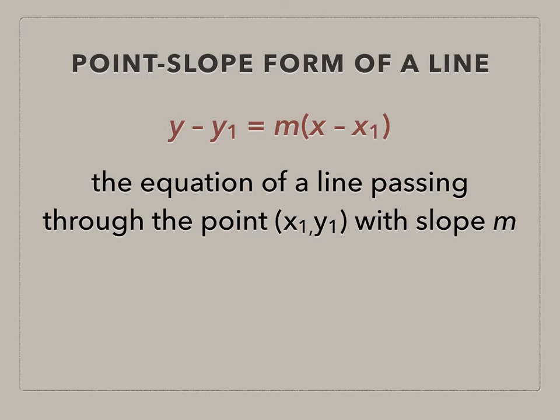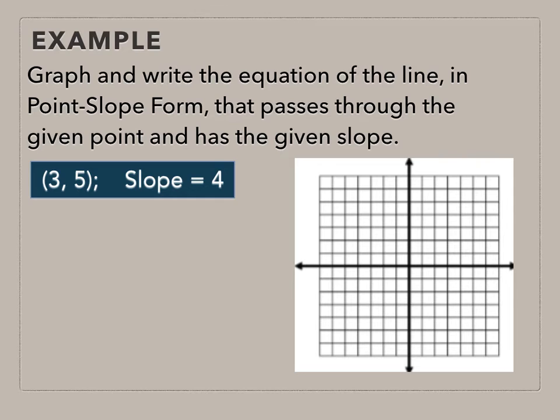Here's our first example. Graph and write the equation of a line in point-slope form that passes through 3, 5 and has the slope of 4. So the slope of 4, rise over run, I'll go up 4 and over to the right one, and down 4 into the left one. I like to use as much of the graph as possible so that when I connect my points with my straight edge, it's accurate. So here is the line.